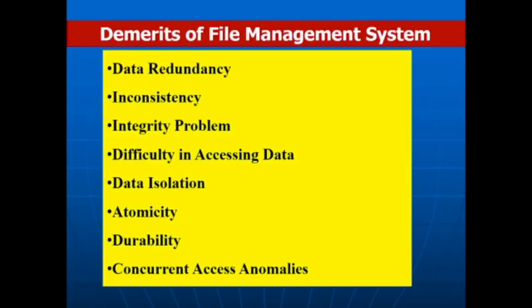Then integrity problem. Integrity means the data must satisfy some conditions. For example, if you are taking gender, it may be male, female or transgender. Suppose if you are taking marks, it should be greater than or equal to 0 and less than or equal to 100. Suppose maximum mark is 100. If I put 120, that mark is going to be meaningless. So integrity means data must satisfy some condition.